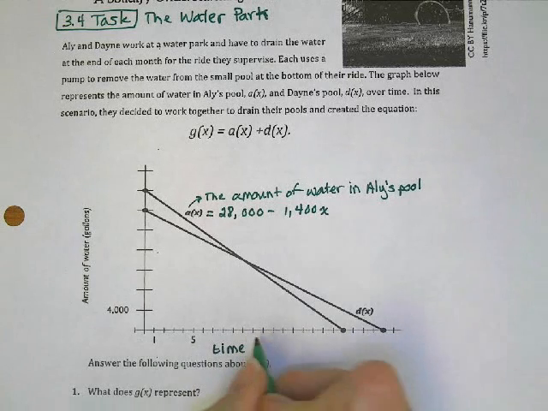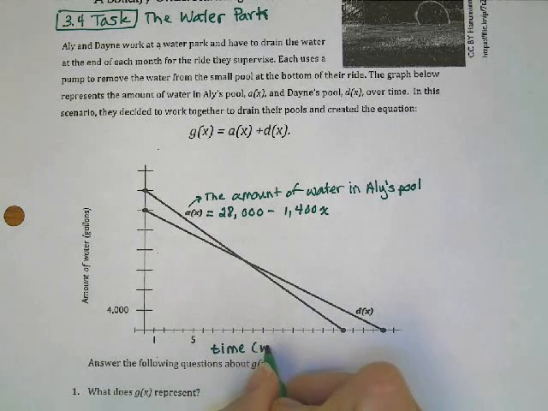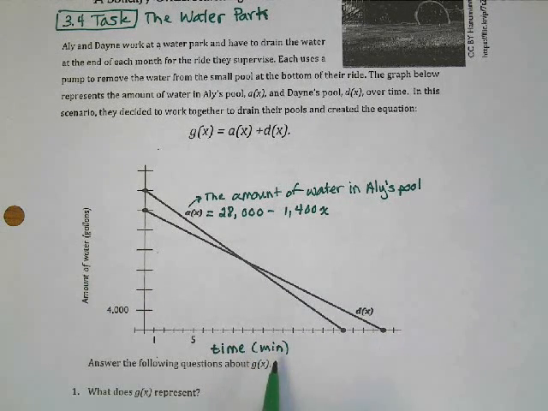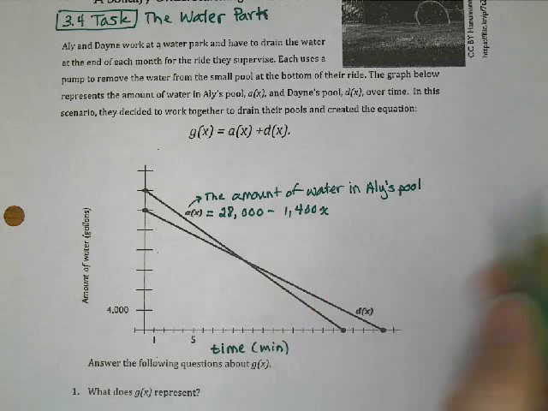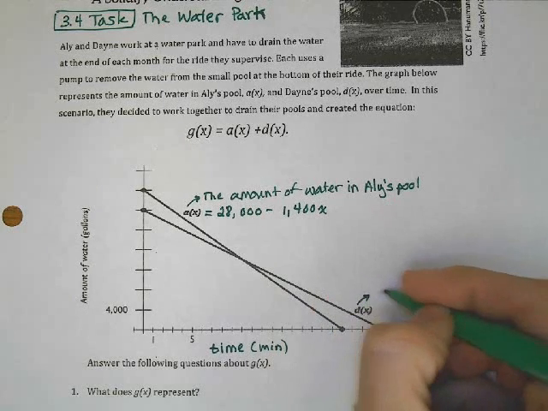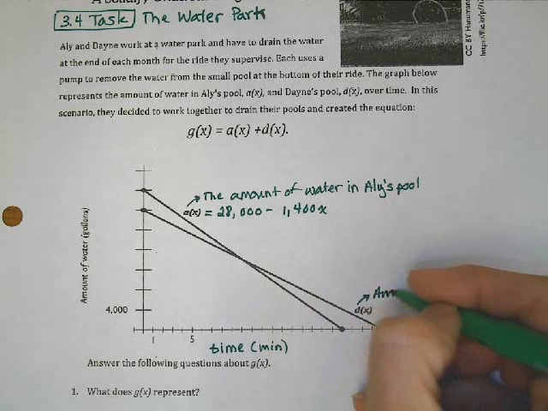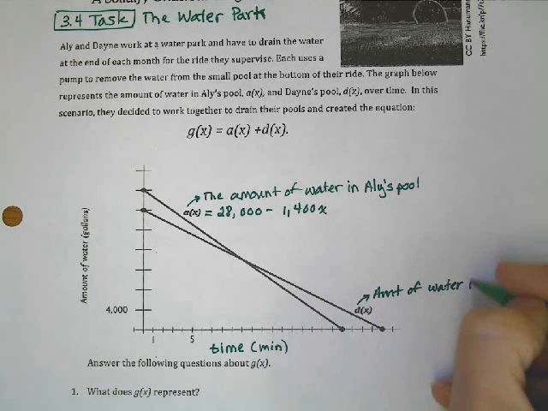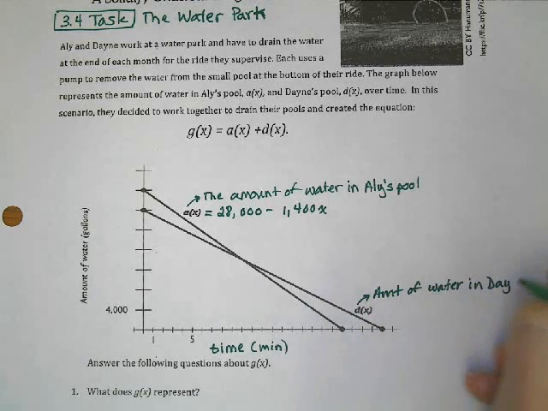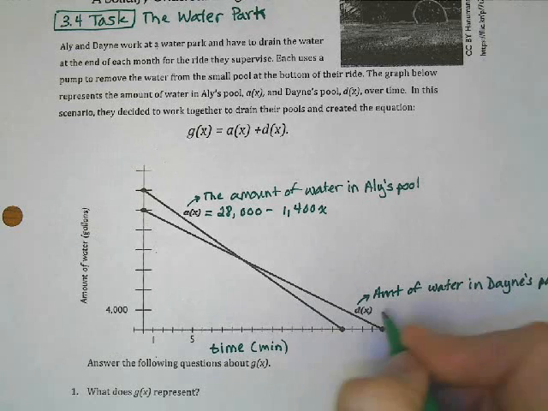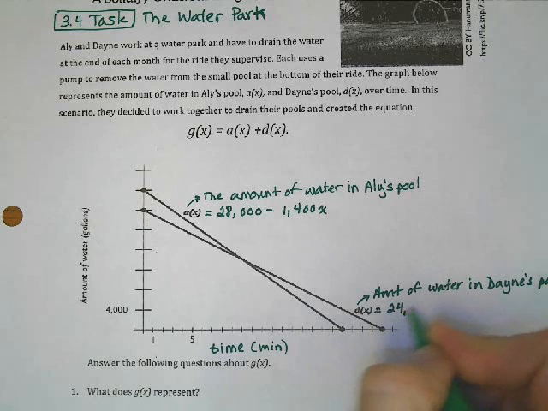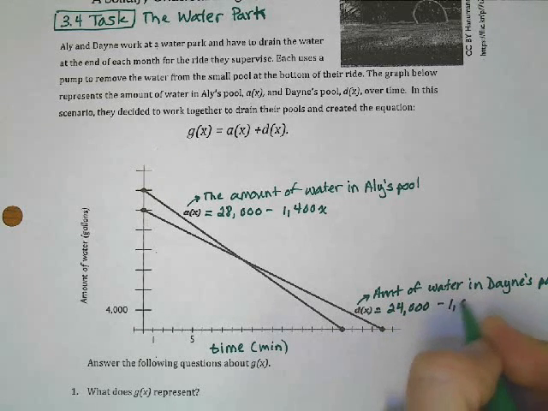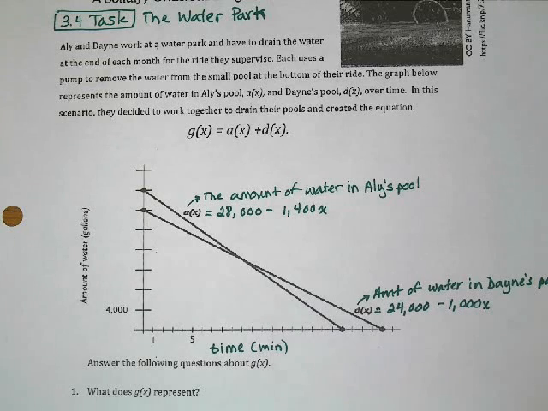So we want to make sure that we label our graph. Our y-axis is labeled for us, but what wasn't labeled was our x-axis, so we want to make sure we do that as well. Then you guys also said that similarly, D of x is the amount of water in Dane's pool. And based off what you guys did on that Friday, you said that his pool started with a total of 24,000 gallons and drained at a rate of 1,000 gallons per minute.